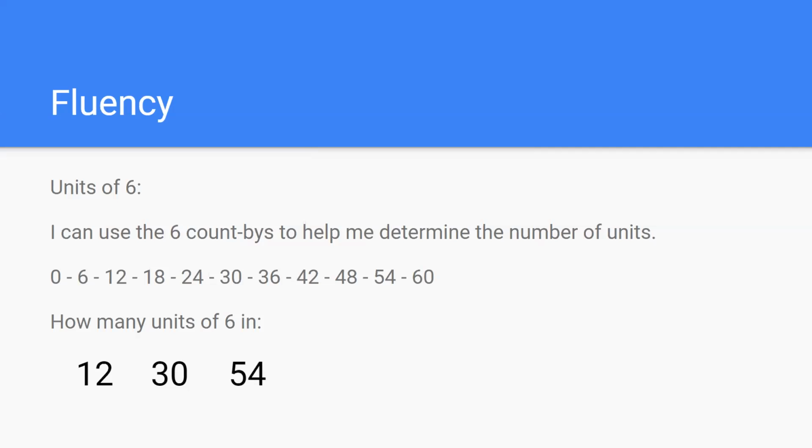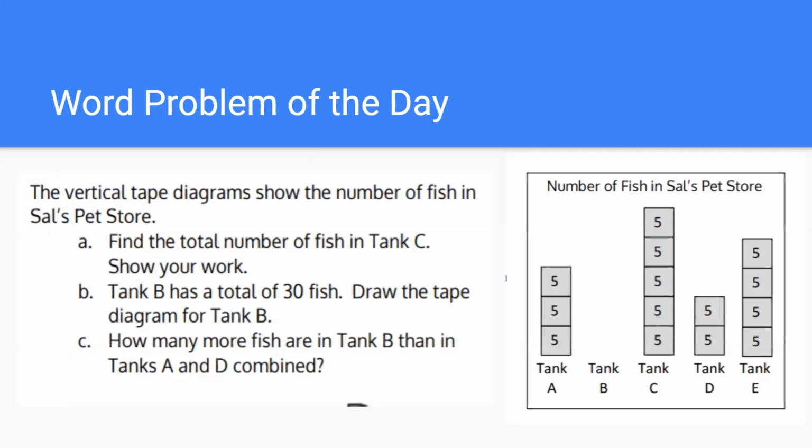54. How many units of 6 are in 54? Let's whisper count it. 6, 12, 18, 24, 30, 36, 42, 48, 54. I counted 9. I hope you did too. And finally, how many units of 6 are in 42? Go ahead and do that in your head. Did you get 7? You are correct. Choose one more number, your own number, and see if you can quiz someone at home.